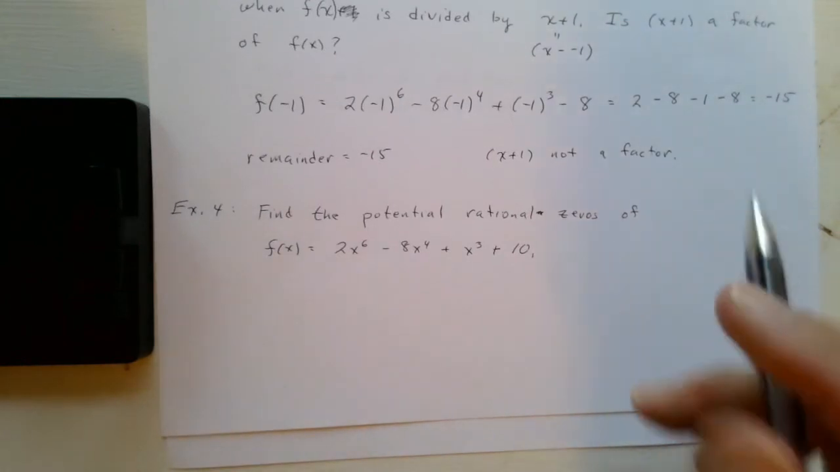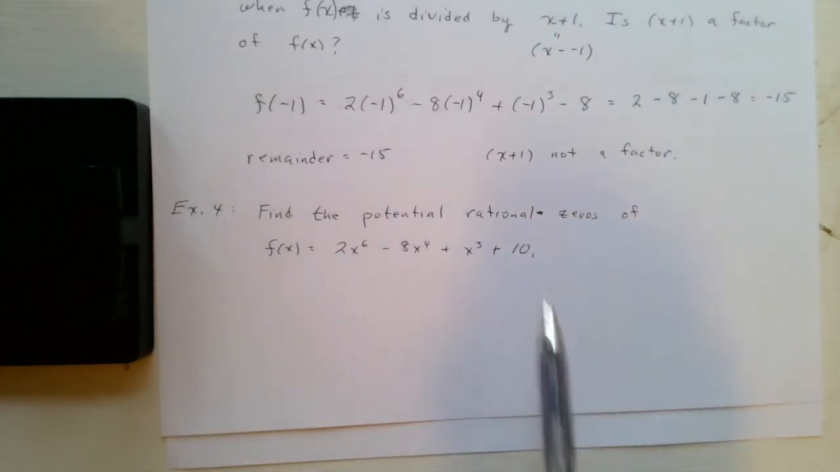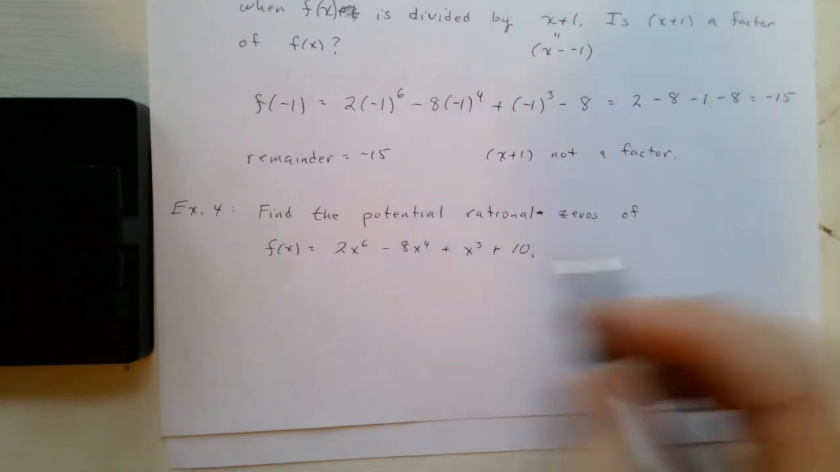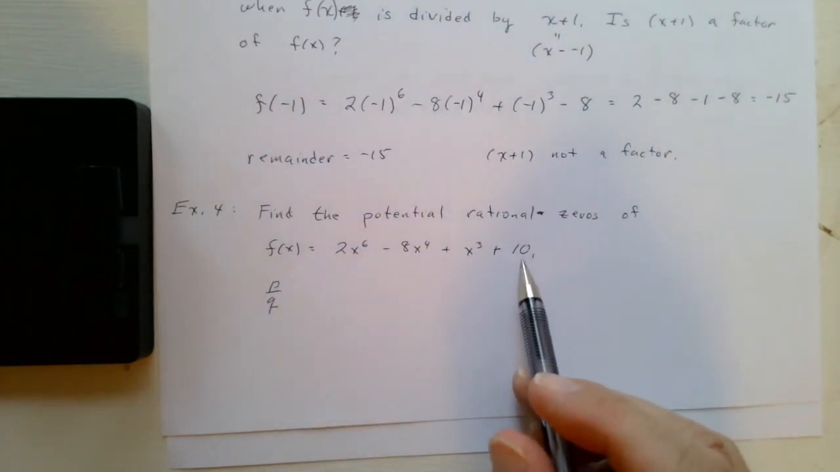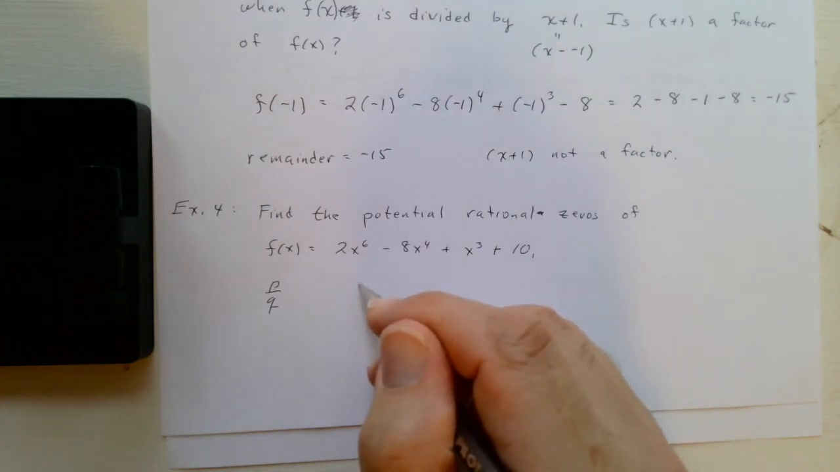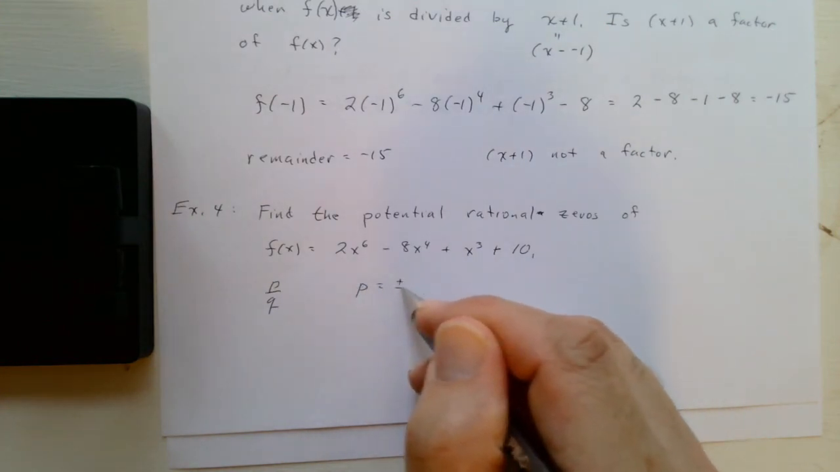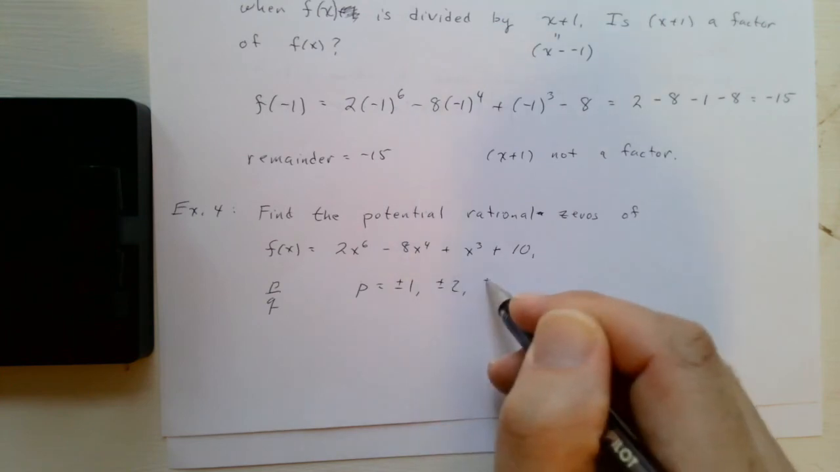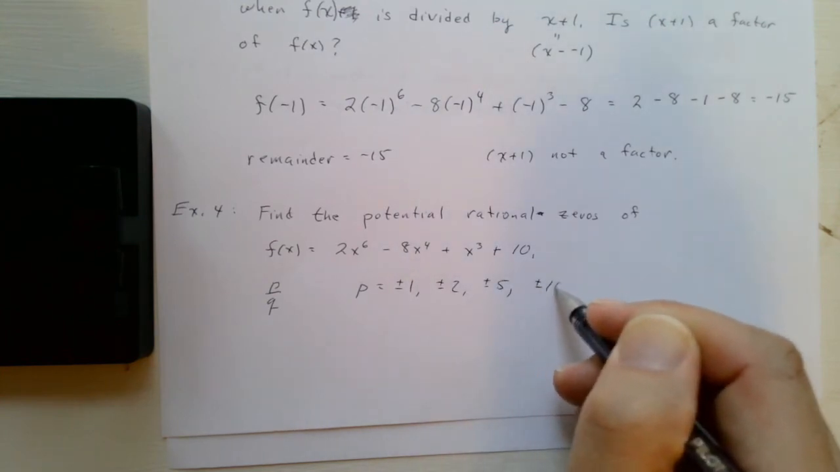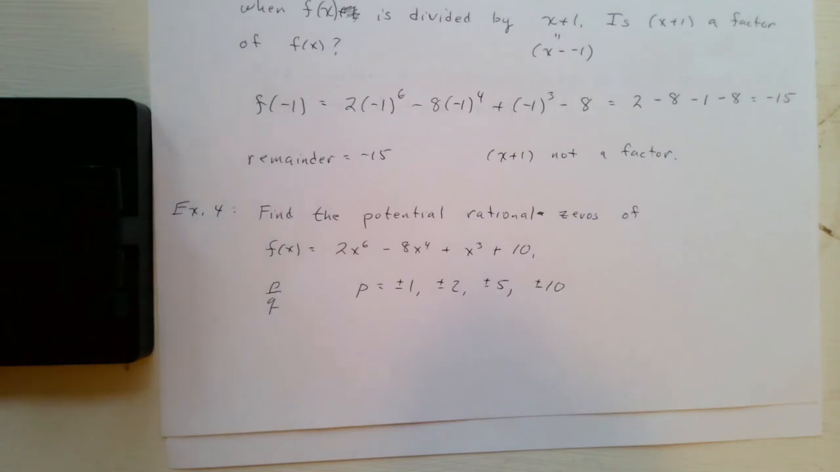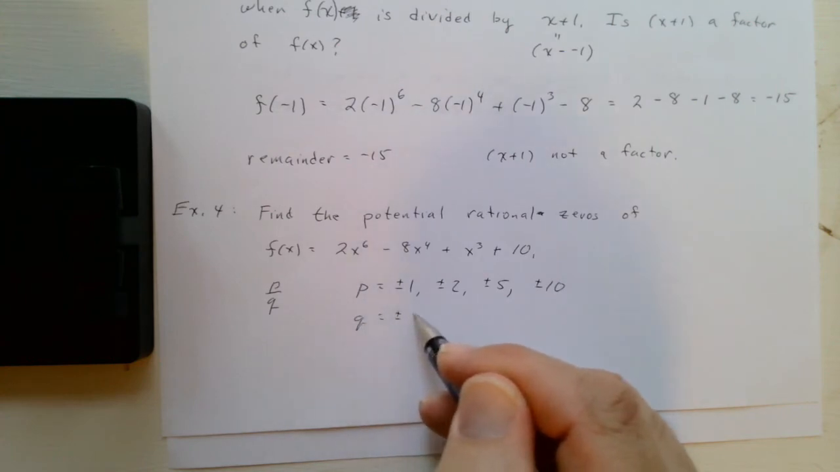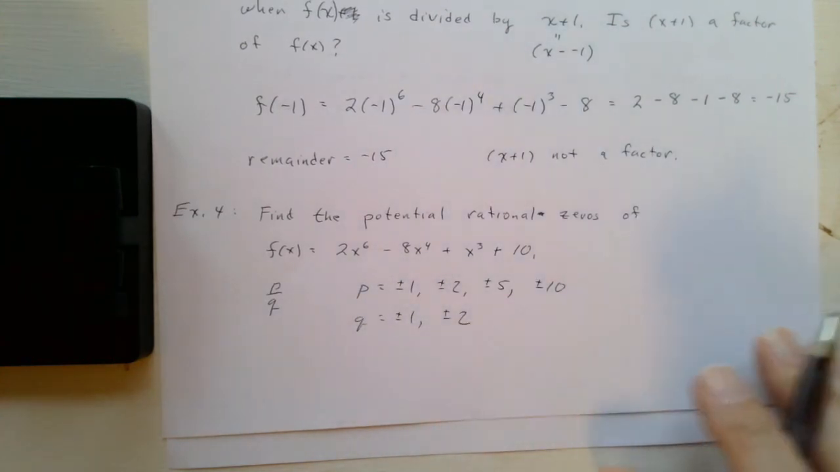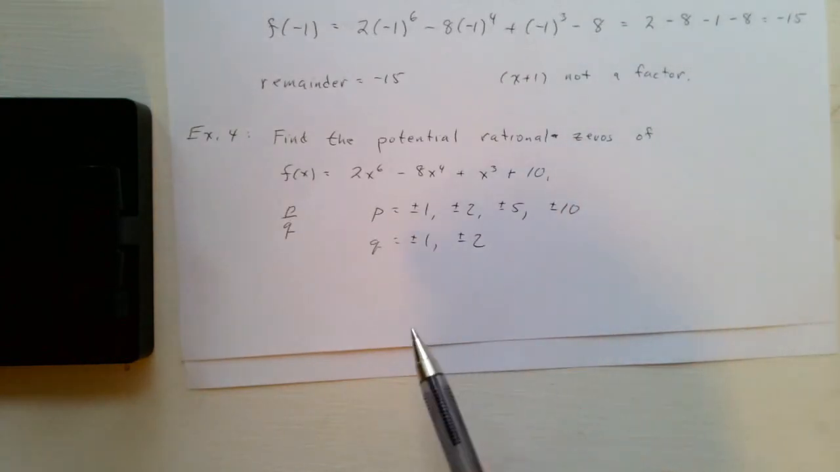Finally, the potential zeros of this polynomial. We can see that if p over q is a rational zero, p has to divide 10. So p is going to be plus or minus 1, plus or minus 2, plus or minus 5, plus or minus 10. Those are all the divisors of 10. And q has to be a divisor of 2, so q is going to be plus or minus 1 or plus or minus 2. And then we just take all the possible quotients.